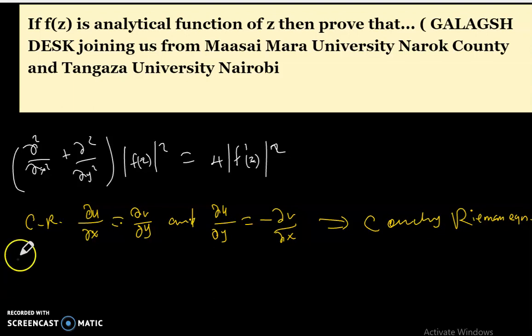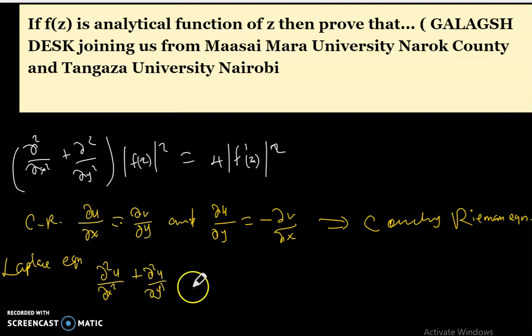So according to the Laplace equation, what we are saying is that the second derivative with respect to x, that is del squared u with respect to x, plus del squared u with respect to y, must be equal to 0.